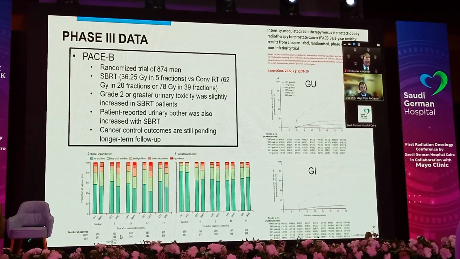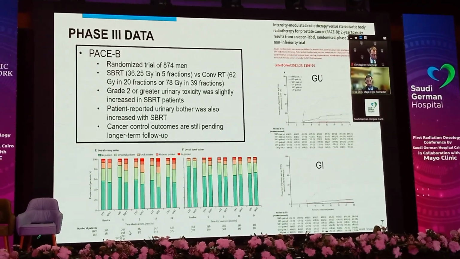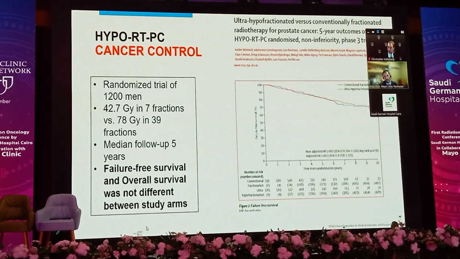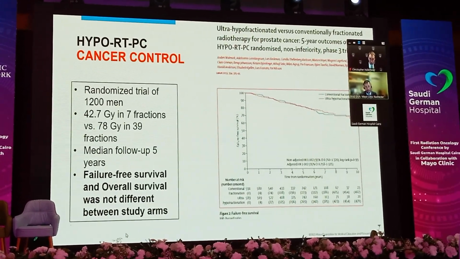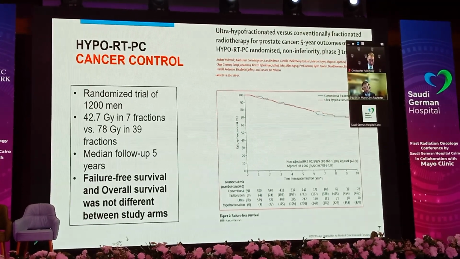GI side effects, meaning bowel side effects, appear to be no different in this study, and patient-reported outcomes similarly reflect this. We are eagerly awaiting cancer control outcomes from that study and expect those somewhere between the 5 and 10-year outcome, with the last data being published in 2022.